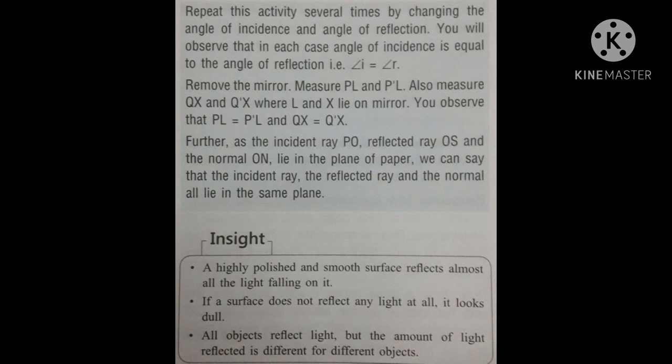Now for your knowledge, inside box: a highly polished and smooth surface reflects almost all the light falling on it. If a surface does not reflect any light at all, it looks dull. All objects reflect light, but the amount of light reflected is different for different objects.